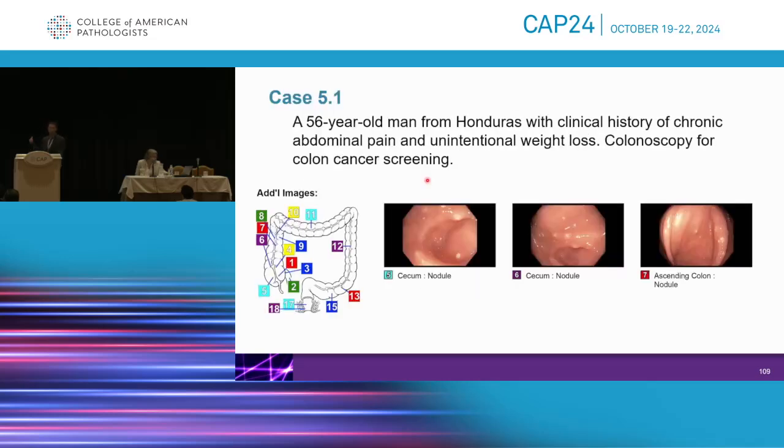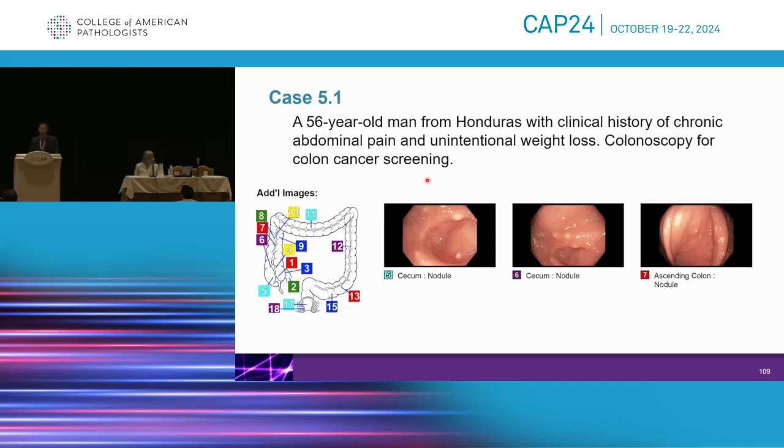Okay, this is another similar case. This is a 56-year-old man from Honduras. This is an immigrant. Generally, in our daily practice, we see more and more immigrant biopsies. This patient presented with chronic abdominal pain and also unintentional weight loss.